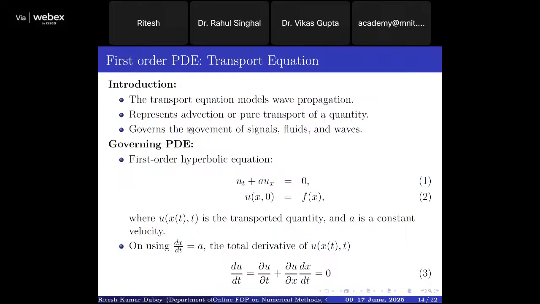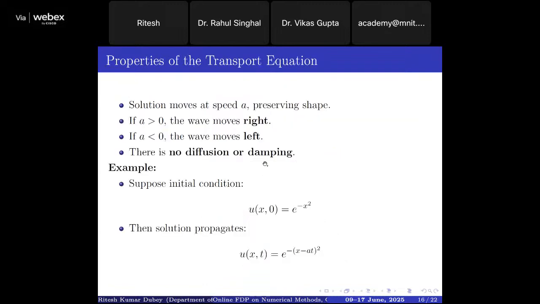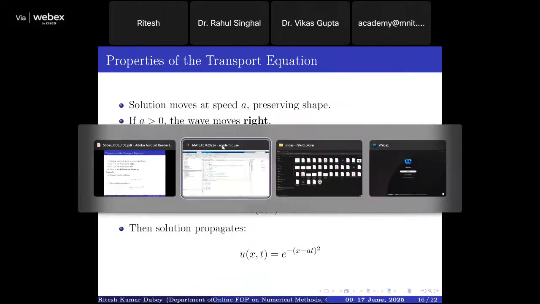The solution of this problem propagates in one direction without changing its shape. It preserves its shape, meaning whatever the solution is at time t equal to 0 will be preserved, and it will propagate either to the right or left depending on the characteristic or wave speed a. Let me show you this.